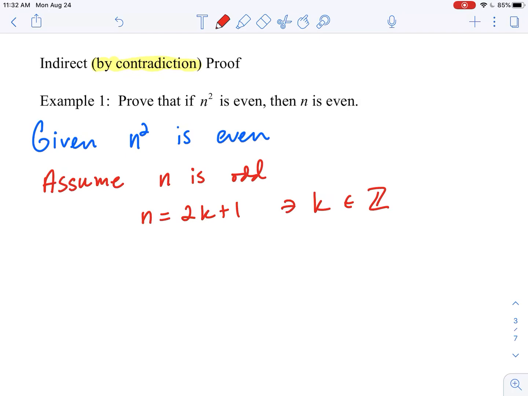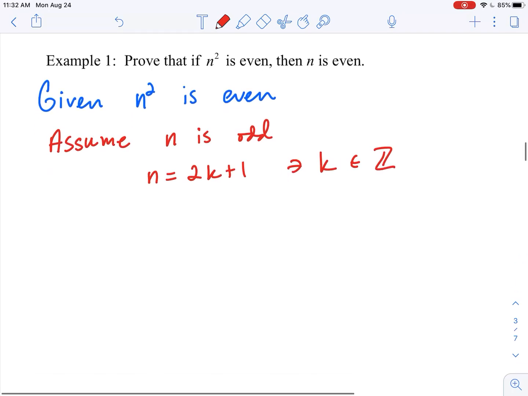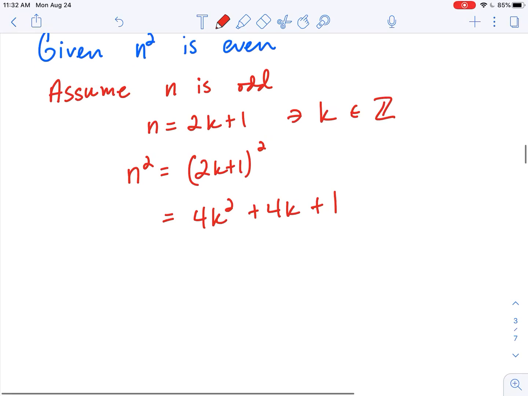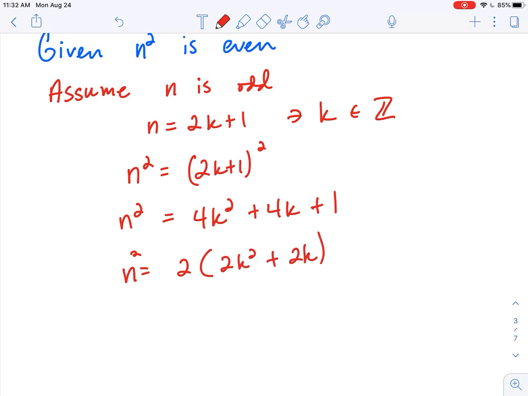But if n is equal to 2k plus 1, then let's examine what happens if we square both sides. So if we square both sides, what are we looking at? We're looking at 4k squared plus 4k plus 1. And what are we further looking at? We're saying that n squared would be equal to 2 times (2k squared plus 2k) plus 1.